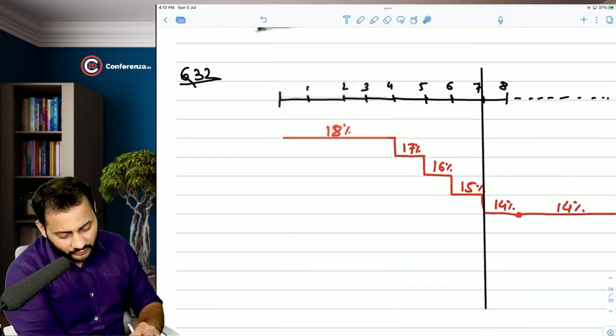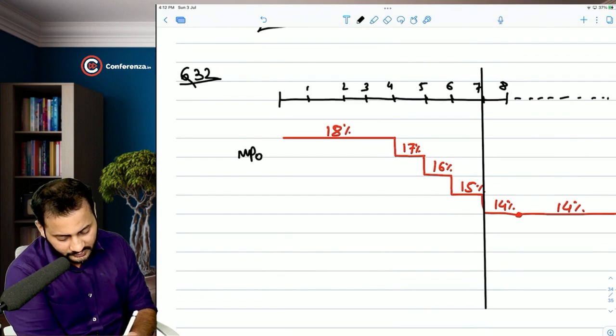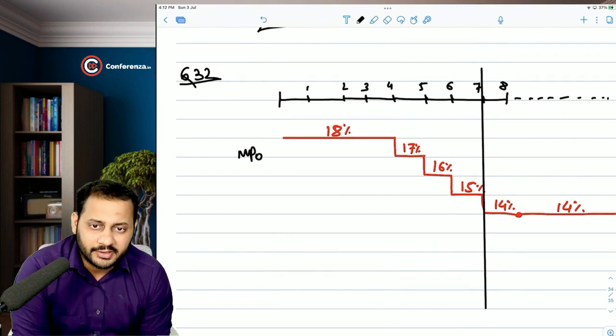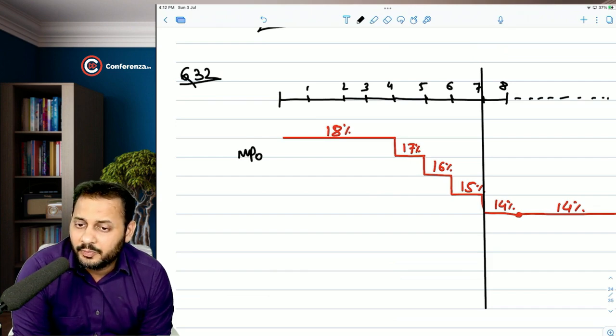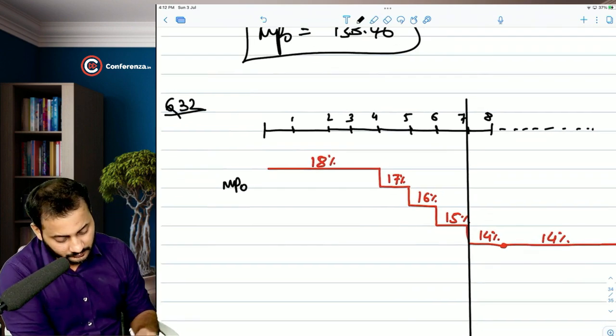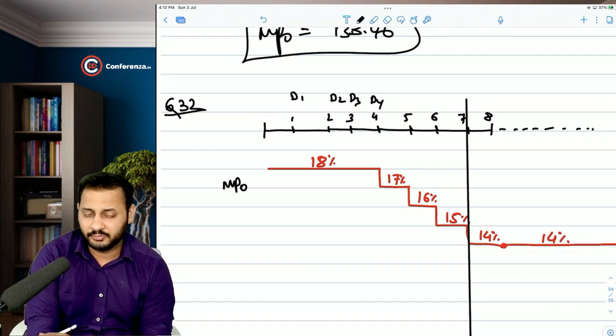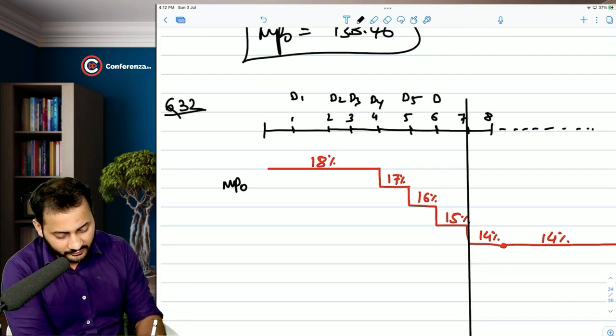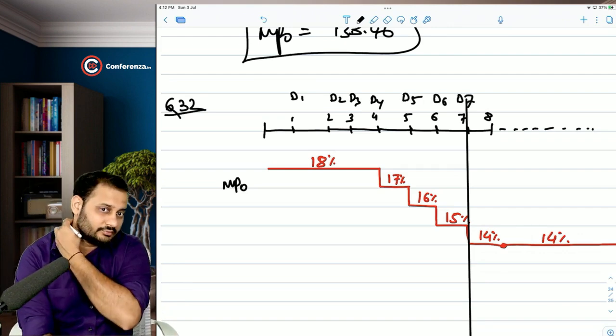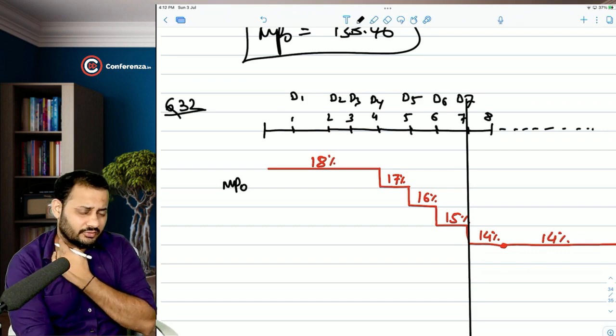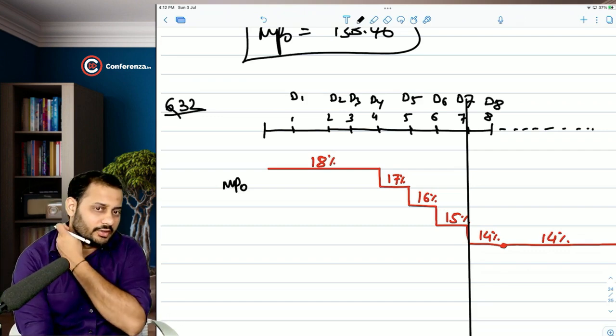So what you have to calculate ultimately is this: market price at 0 time. How are you going to do it? It's very simple, sir. Present value of future cash flows. D1, D2, D3, D4. They are growing at the same rate, 18%. Then calculate D5, D6, D7. Okay. And I think also D8 will also be required.